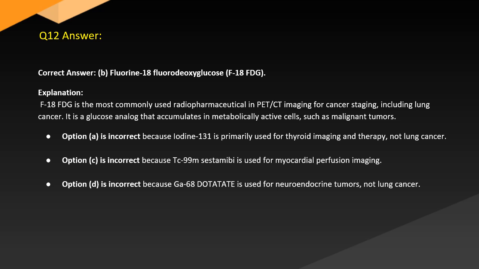Option A is incorrect because iodine-131 is primarily used for thyroid imaging and therapy, not lung cancer. Option C is incorrect because Tc-99m sestamibi is used for myocardial perfusion imaging. Option D is incorrect because Ga-68 dotatate is used for neuroendocrine tumors, not lung cancer.